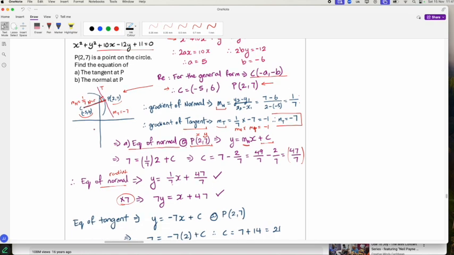Now remember, the radius does go all the way around there. So this equation is only the equation of the radius that joins C with P. All of the other radii will have different equations.